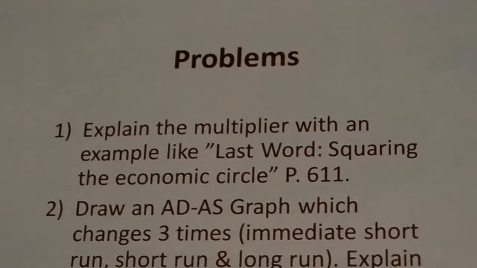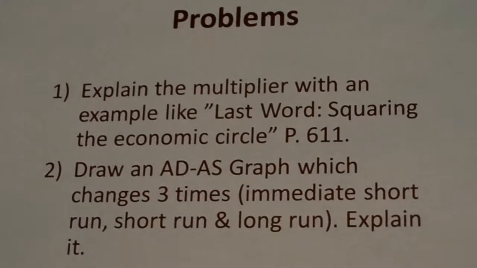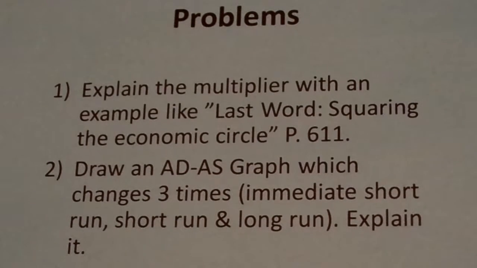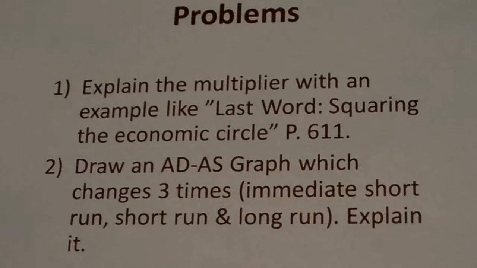There are 2 problems. One of them is an essay type problem where you would walk me through how the multiplier works, thinking about something like the last word, which was called Squaring the Economic Circle, and that appeared on page 611 of your text. So be very comfortable with that and ready to translate that into an essay type question.